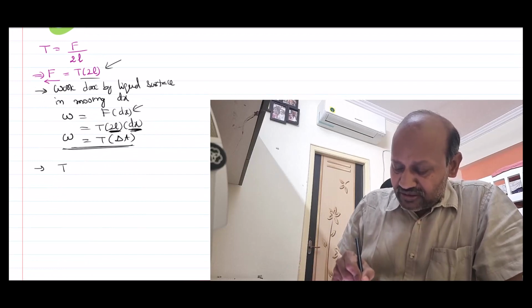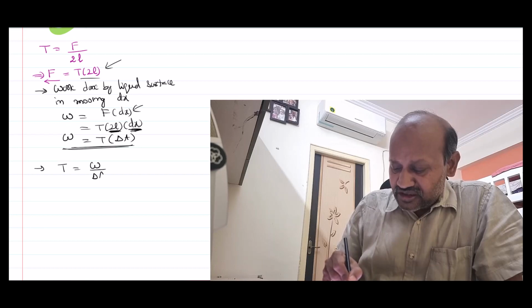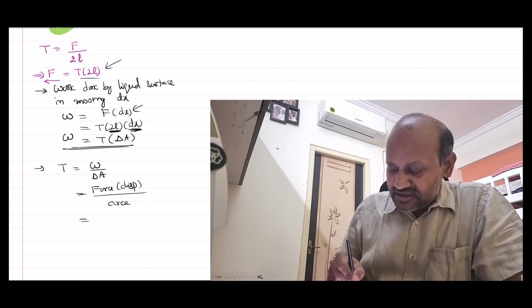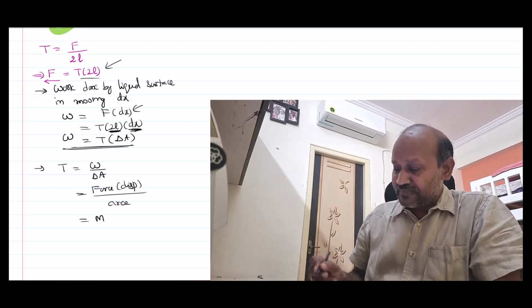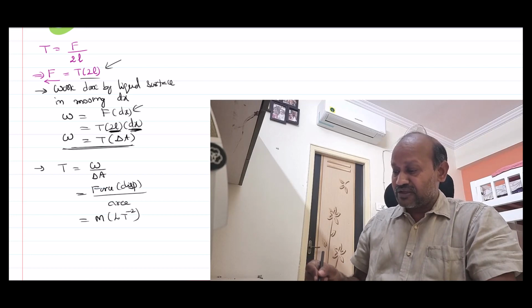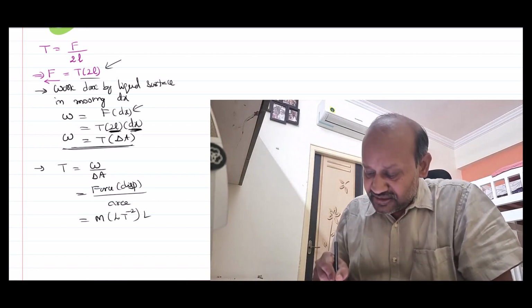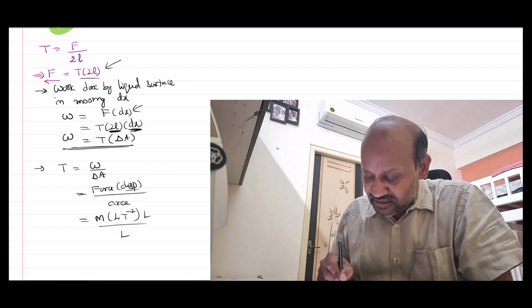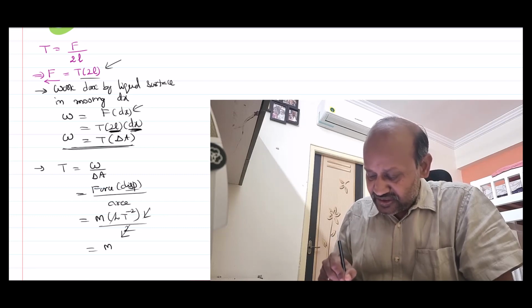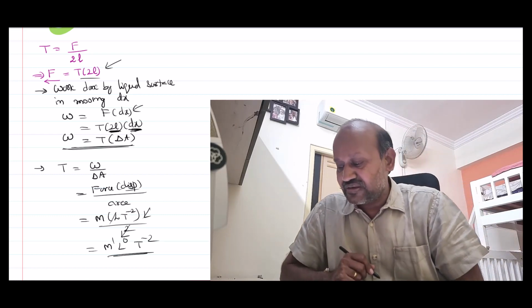What is the formula I have got? Work done per unit change in the area. Work done is force into displacement, by change in area. Force is mass into acceleration. Mass has a dimension of M. Acceleration is velocity by time, which has a dimension of L T power minus 2. Displacement is again L. Area is L square. So this L square and this L square will get cancelled. So the dimensions are M power 1, L power 0, T power minus 2, the same as the dimension that we got in the previous case.